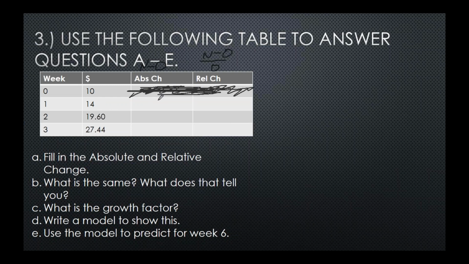So when we look to find the absolute change for week 1, week 1 would be new and week 0 would be old. You're always using the week before. Okay, so absolute change, we would take 14 minus 10. So the absolute change would be 4. And then we would take the new minus old, which is 4, and divide it by the old value, which is 10. And I get 0.4.